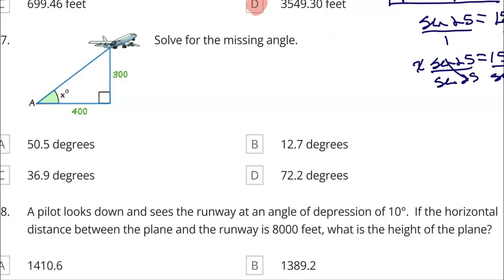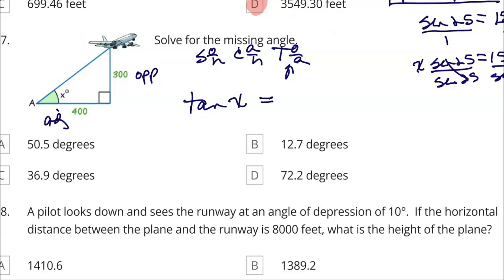They gave you the picture this time, so we're just going to use the picture and analyze it. Solve for the missing angle. So they've given you the opposite and they've given you the adjacent. So that sounds like tan to me. Okay, so I'm going to say the tan of angle X equals opposite over adjacent. Remember, to get your angle, you're going to say tan -1 of 300 over 400, and the angle that we get is going to be 36.9 degrees.